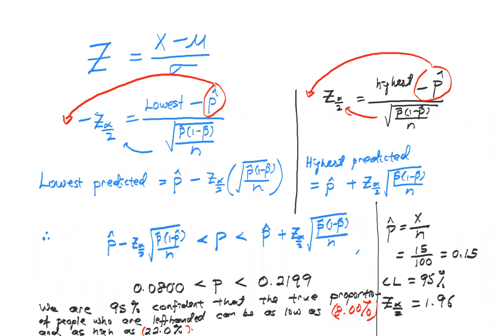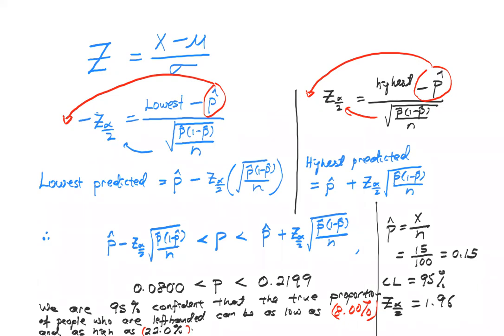How am I going to get it? 0.2199.85, 0.220, can already. Three significant figure. Okay, you get me? So that is using formula.